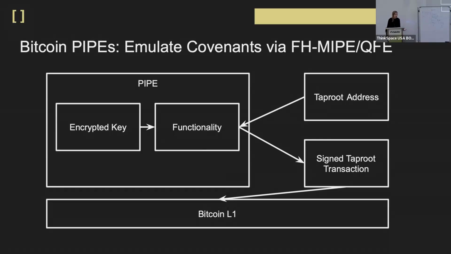The downside is that you can't really understand which transaction came from a pipe and which transaction came from an actual user, because it's all going to be the same from Bitcoin's perspective. It's just a transaction. That's the downside of this. That's the first thing.